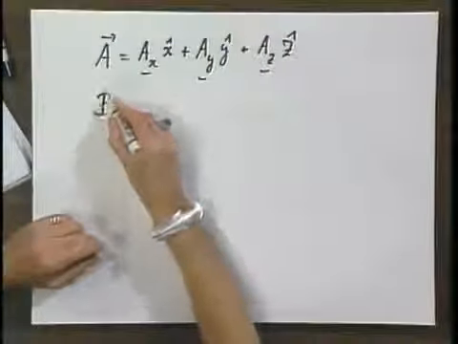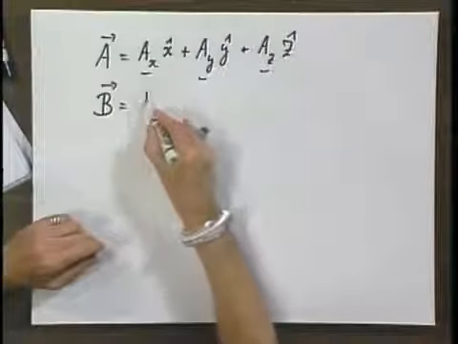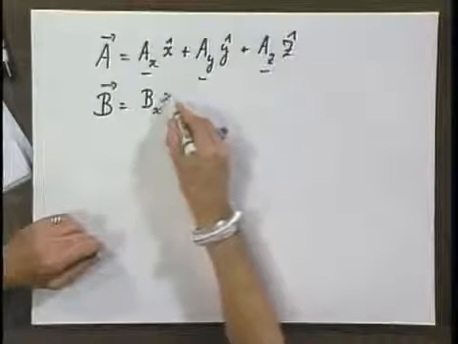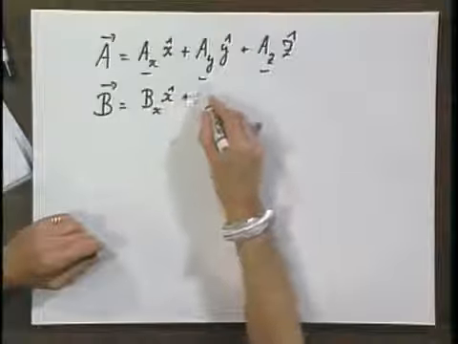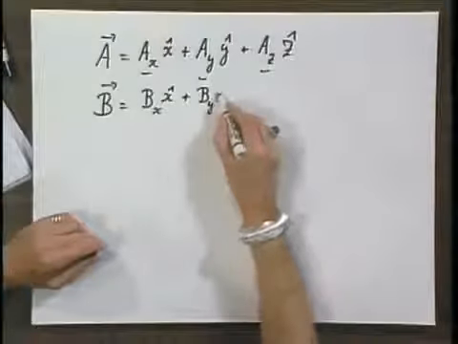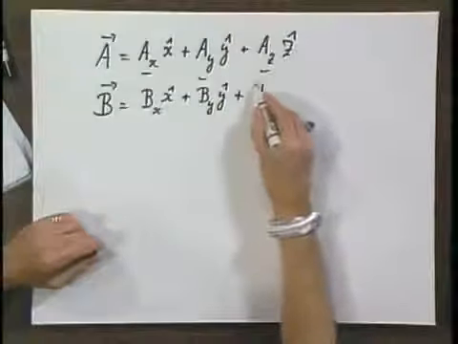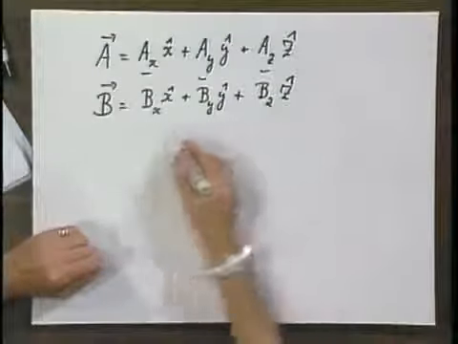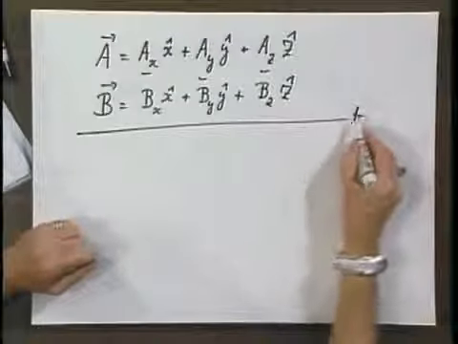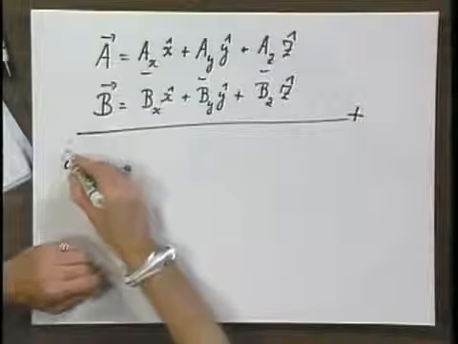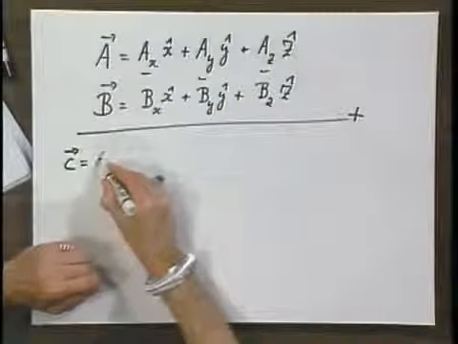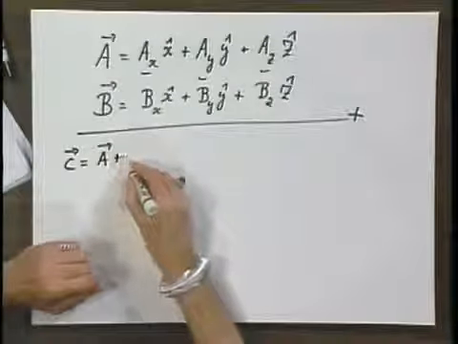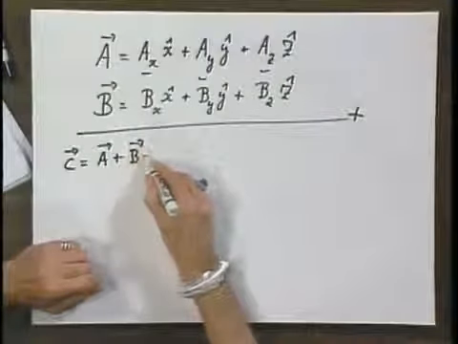And I have another vector b, b of x x-hat, plus b of y y-hat, plus b of z z-hat. And I want to add them. And the vector c equals the sum of these two vectors, a plus b.